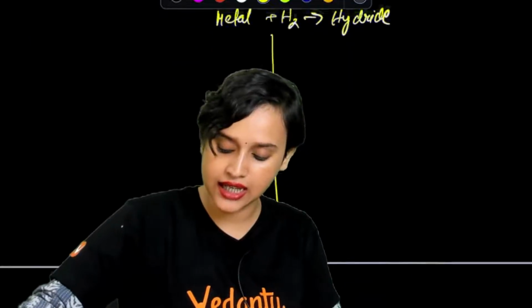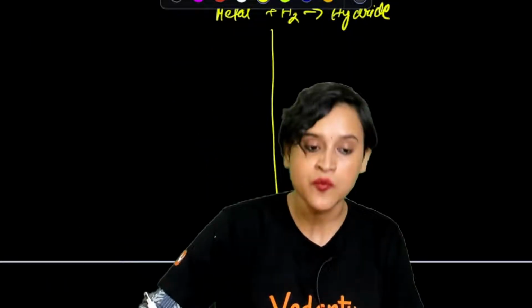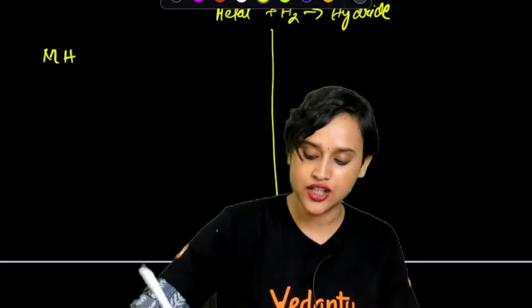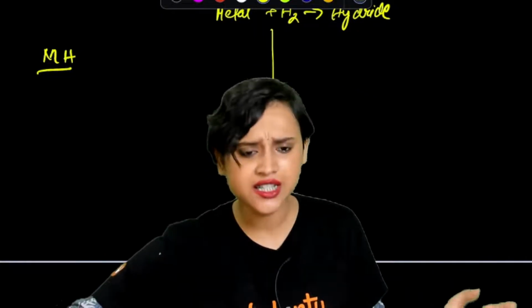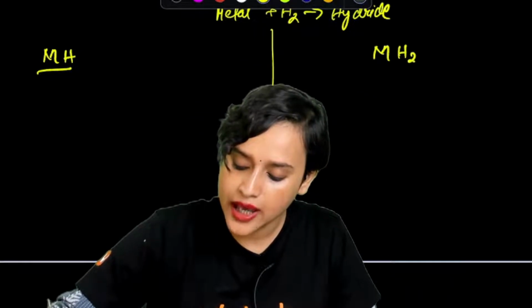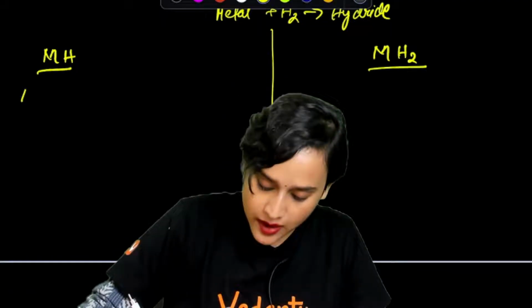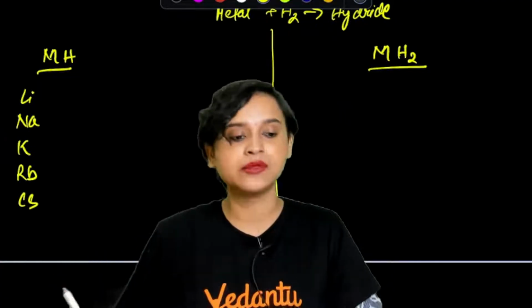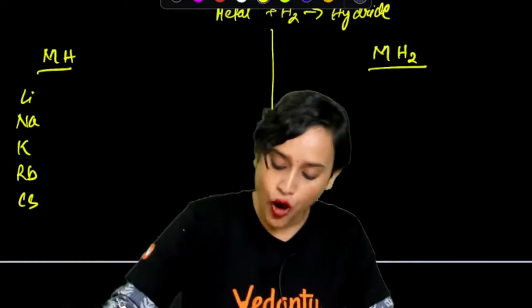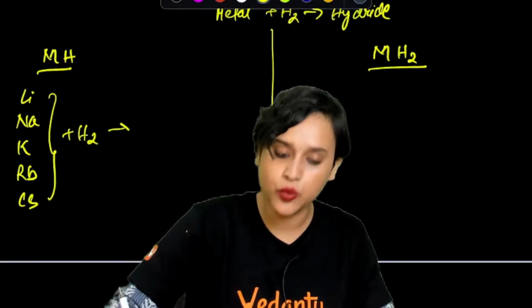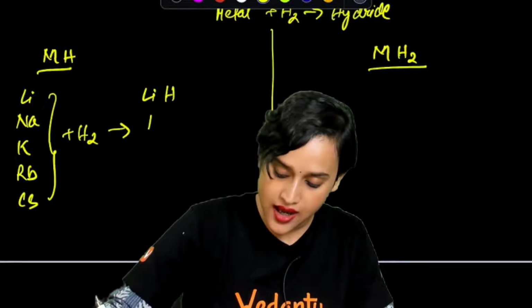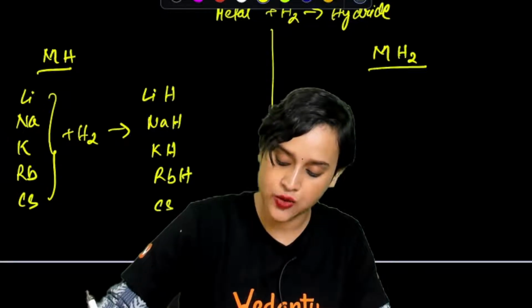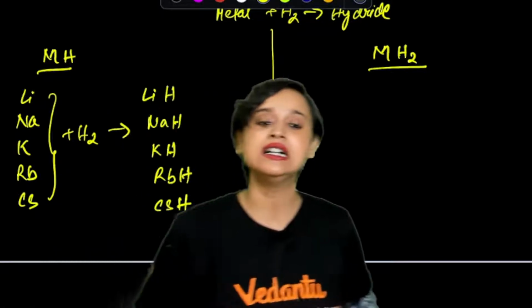Very similarly, we will again make two groups. Group 1 will form a hydride of MH nature, where M is the metal and H is hydrogen. Group 2 will form MH2. So lithium, sodium, potassium, rubidium, cesium, when they react with hydrogen, we get LiH, NaH, KH, RbH, and CsH.